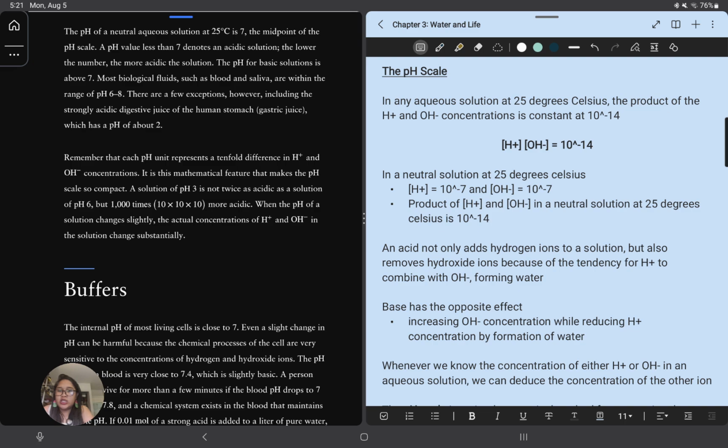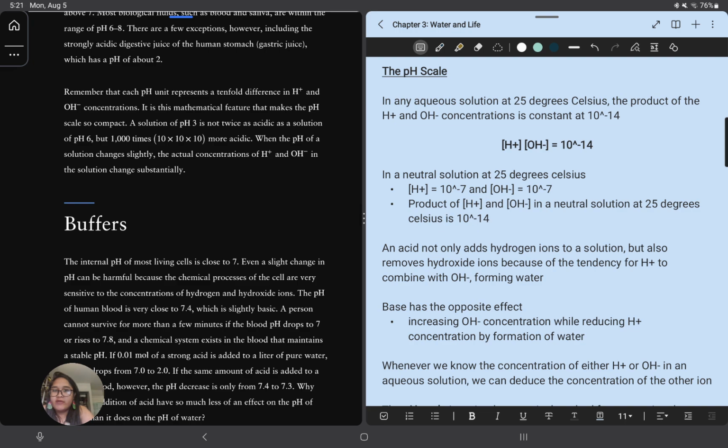Including the strongly acidic digestive juice of the human stomach, gastric juice, which has a pH of about 2. Remember that each pH unit represents a 10-fold difference in hydrogen ion and hydroxide concentrations. It is this mathematical feature that makes the pH scale so compact. A solution of pH 3 is not twice as acidic as a solution of pH 6, but 1,000 times more acidic. When the pH of a solution changes slightly, the actual concentration of hydrogen ions and hydroxide ions in the solution changes substantially.